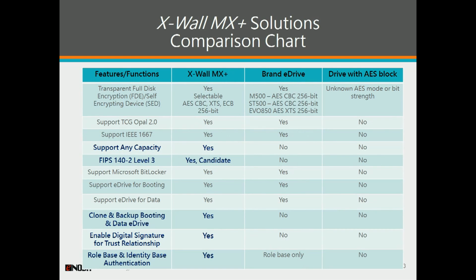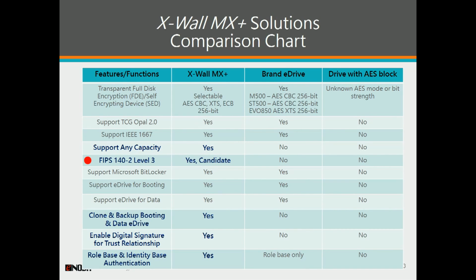So this is a comparison table. The most significant one is here, the MX+ with the AES-XTS 256-bit encryption in real time. And there are other brand name eDrives such as the Micron 500, Seagate 500, and Samsung 850. And those are being compared right here, or compared with other SED devices or other controllers that have clients with the internal AES block. You can see there are lots of nodes right here. But actually, if you compare all the important features right here, you can tell the MX+ is much superior to the current eDrives that you can find in the market.